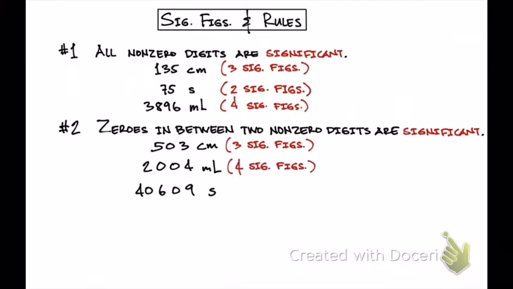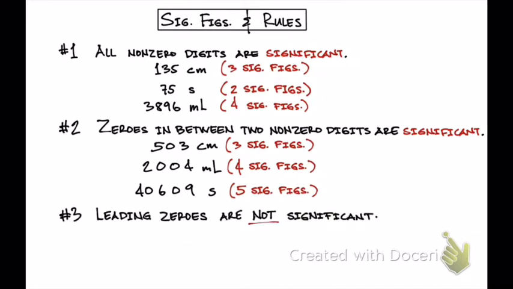And the last one is 40,609 seconds. So again, you have 2 zeros, right? The first 0 is between 4 and 6, and then the second 0 is between 6 and 9, which are all non-zero digits. So again, these 2 zeros are considered significant, and so you would count them. So how many total significant digits do we have for this one? 5.